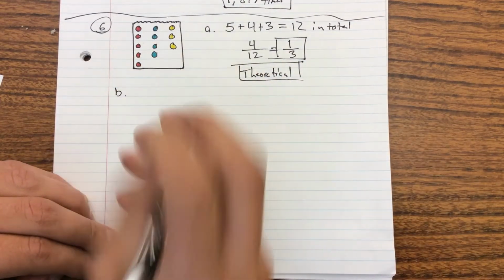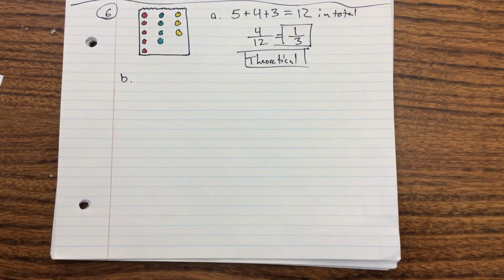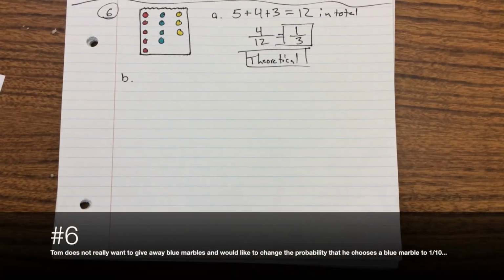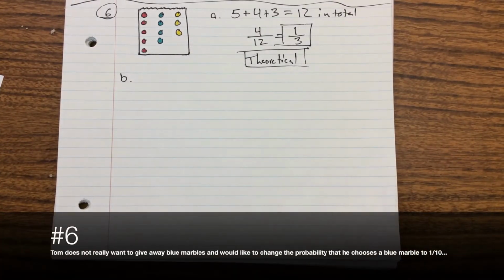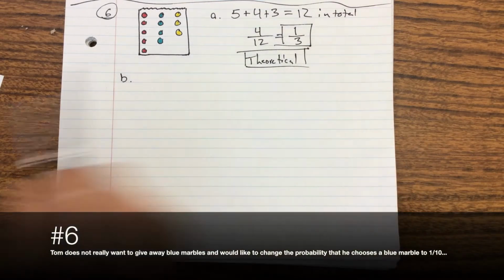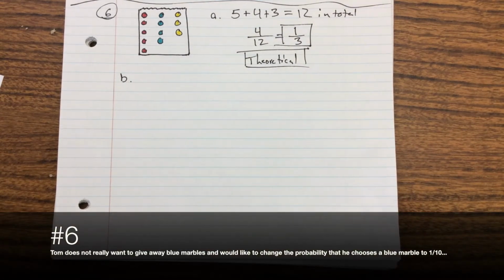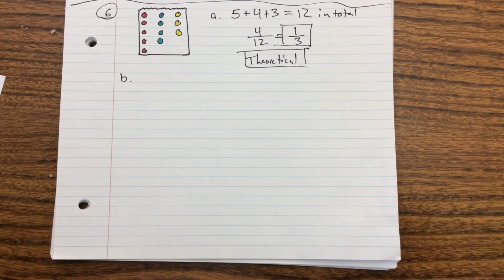All right, letter B. Tom does not really want to give away blue marbles and would like to change the probability that he chooses a blue marble. We know that originally the probability of getting blue was 1/3. But now he wants to change the probability so that when he chooses a blue marble, the probability is 1/10.